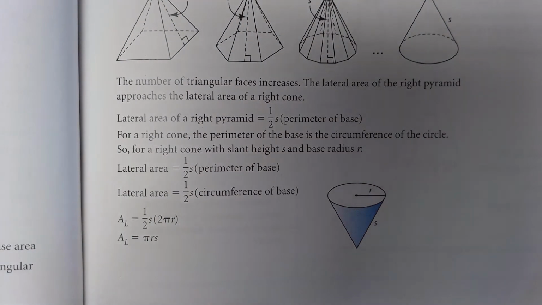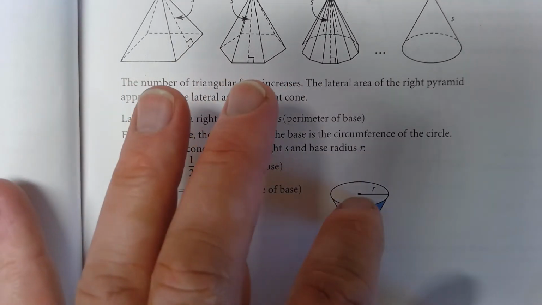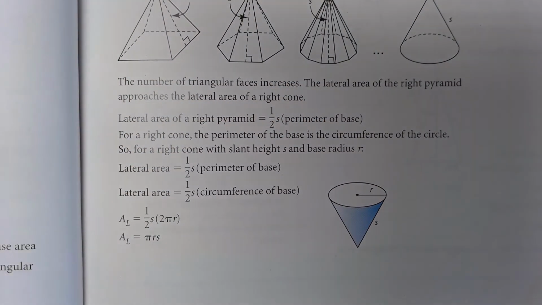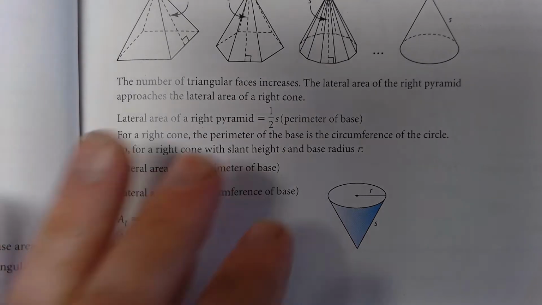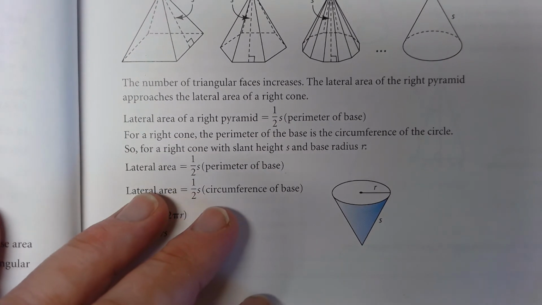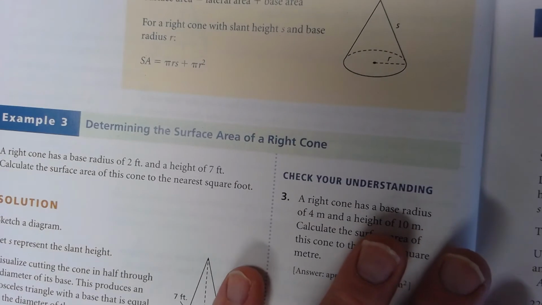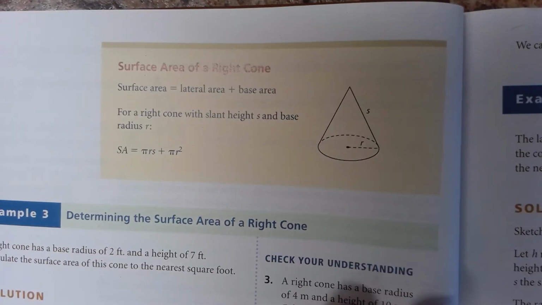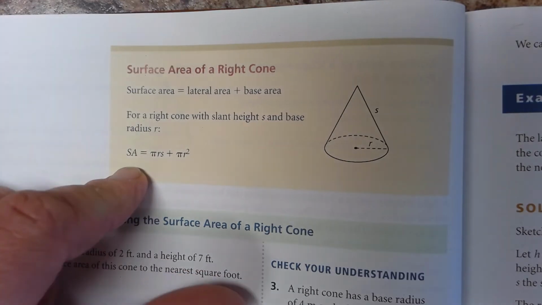Okay, so we do the circumference of the circle times the height and then divide by 2. Let's have a look on the next page here. Got your lateral area going around, add the base area, that's your surface area.